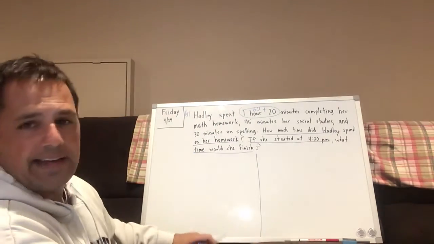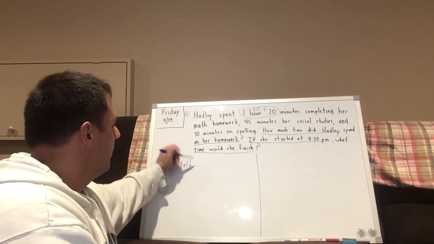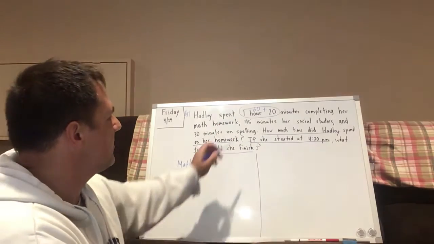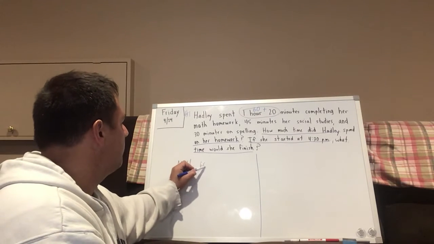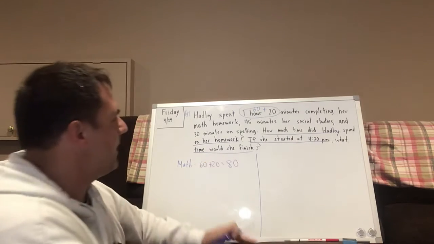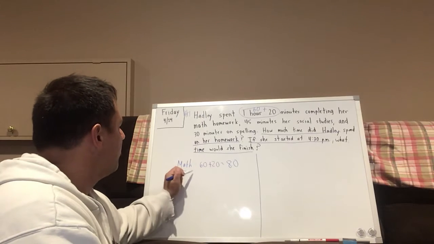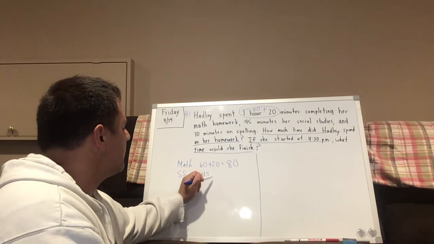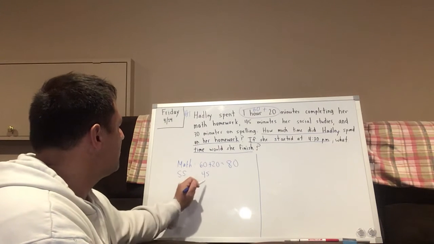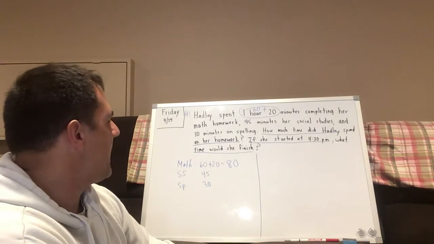I'm going to organize my data over here on the side. So now I know the math was 1 hour and 20 minutes, which we already know that 1 hour is 60 minutes. So I'm going to add 60 plus 20, and I'm going to get a total of 80 minutes. I know for her social studies, she spent 45 minutes. And for her spelling, she spent 30 minutes.